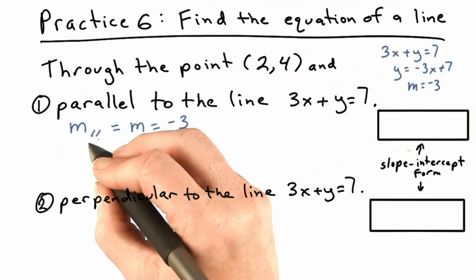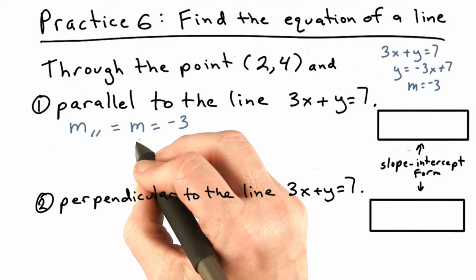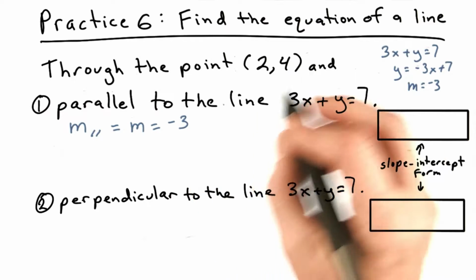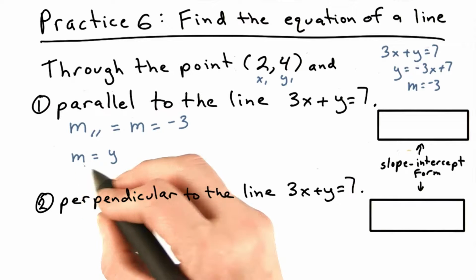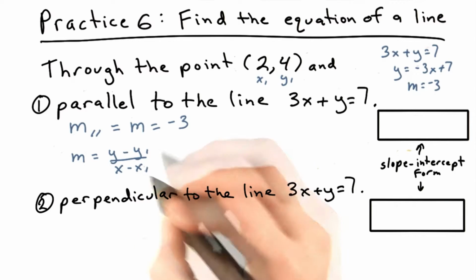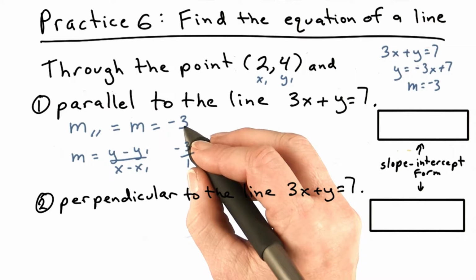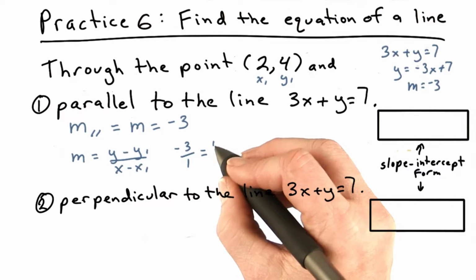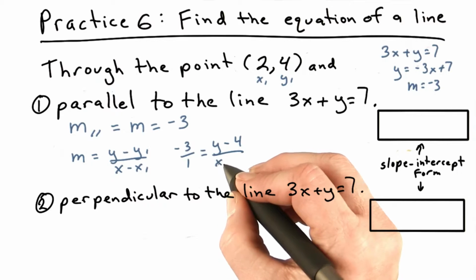This is just a shorthand notation to indicate parallel. So the slope of the parallel line is equal to the slope of the original line, which is equal to negative 3. To find the equation of the line, I want to label my points x1 and y1, and I can use the formula m equals y minus y1 over x minus x1. Since I know my slope is negative 3, I can write negative 3 over 1. Any whole number can be written as a fraction with 1 as the denominator, and that's going to equal y minus y1, which is 4, over x minus x1, which is 2.